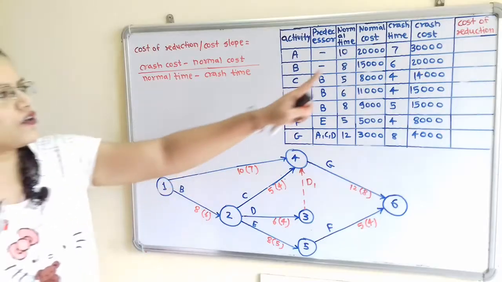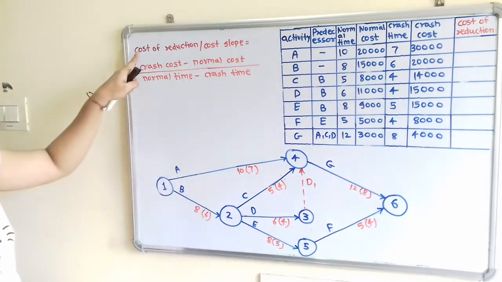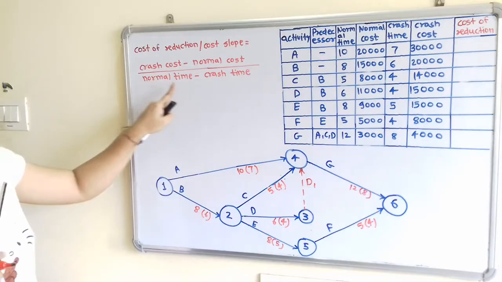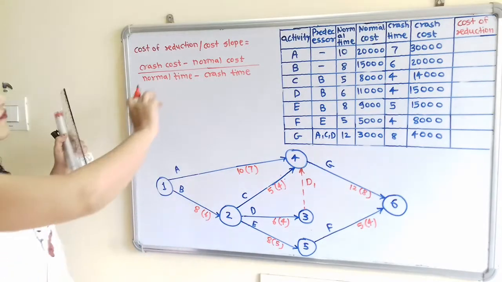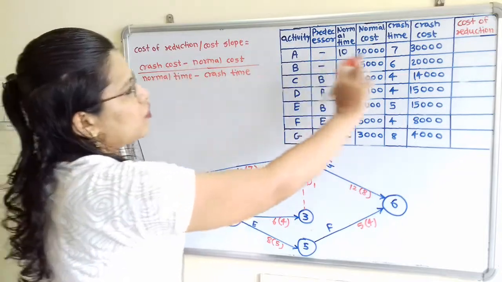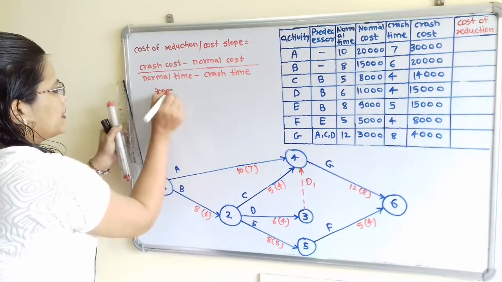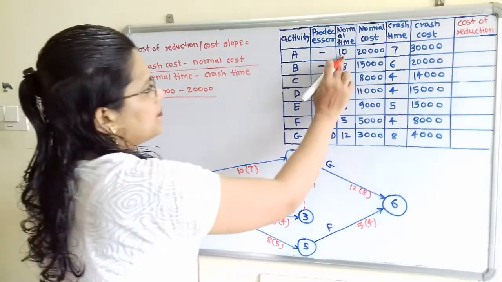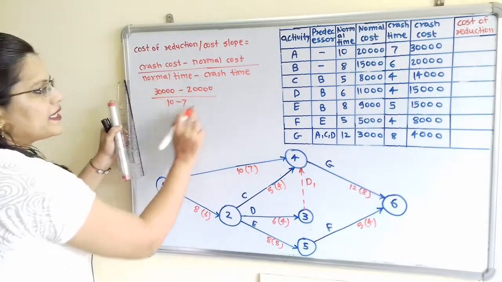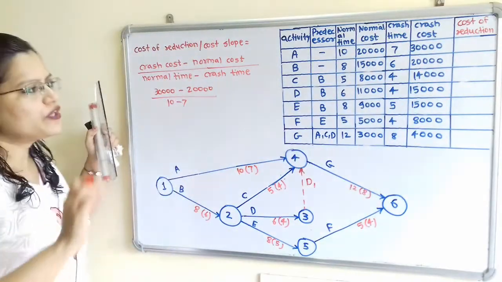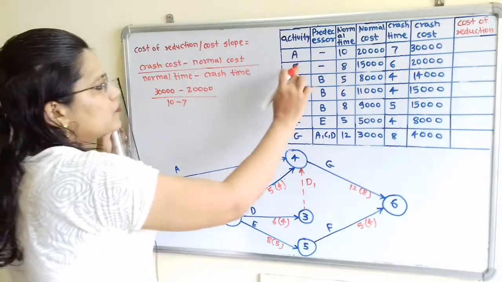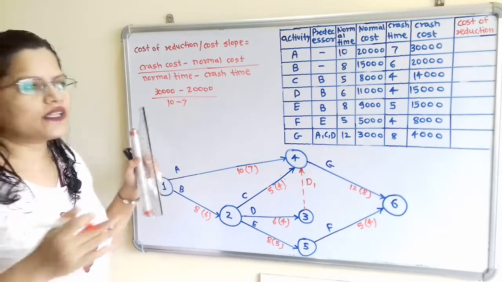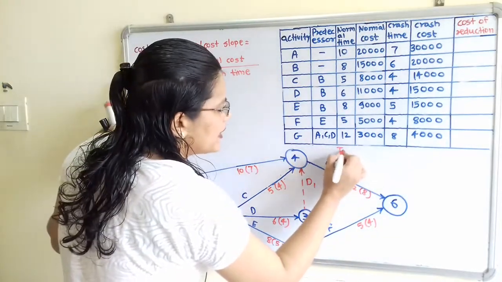Now we have to calculate the cost of reduction. So we have formula. It is also known as the cost slope, and the formula is crash cost minus normal cost divided by normal time minus crash time. So we will first try for this activity A. So crash cost 30,000 minus normal cost 20,000 divided by normal time minus crash time, 10 minus 7. So we have to make calculation and we have to fill here the value. In the same way we will apply the same formula for the other activities and we will calculate here the cost of reduction. There is one more step, that is for the normal cost we have to make here a total.